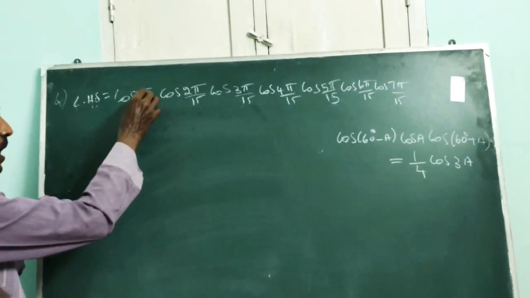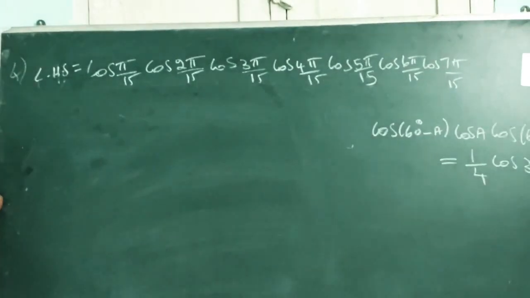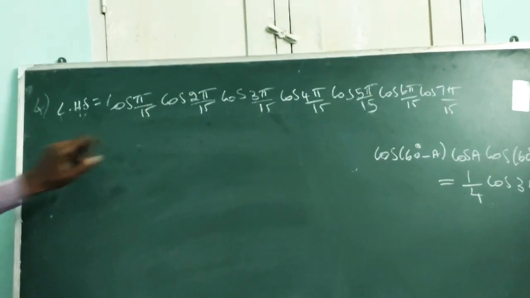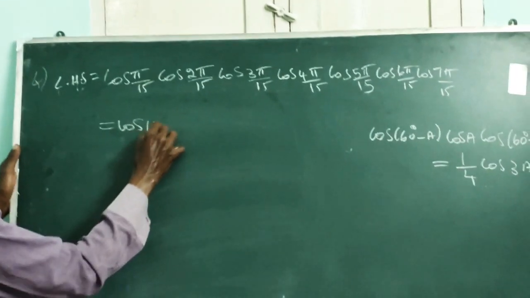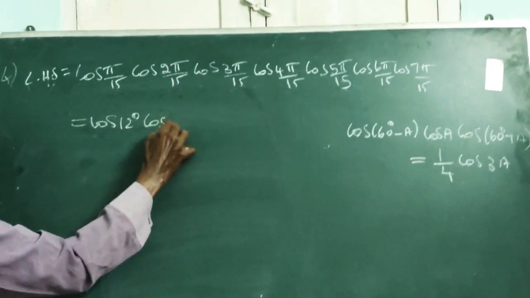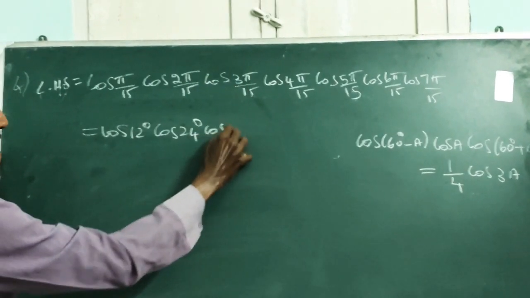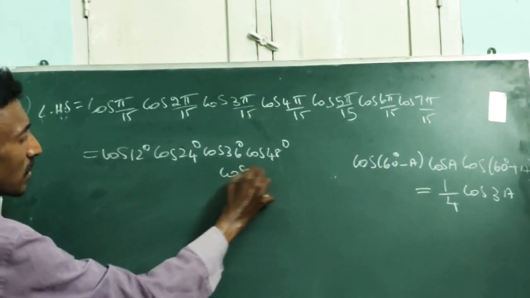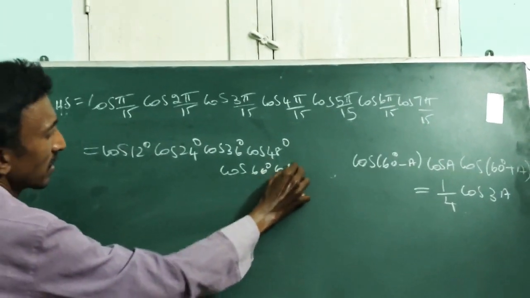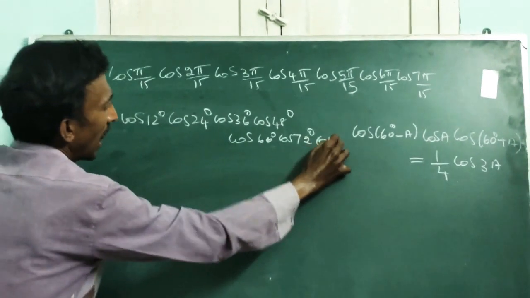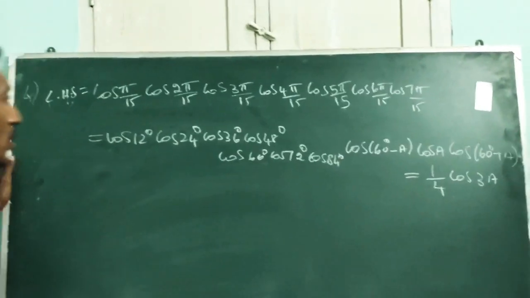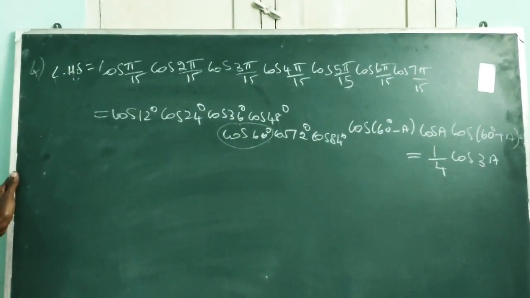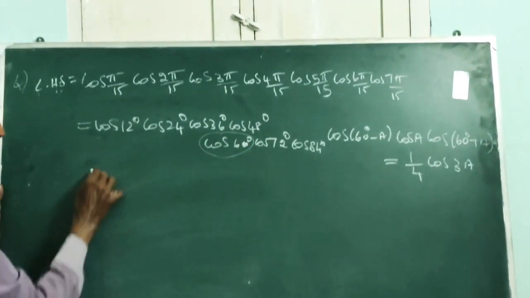So first look at that. 180 by 15, that is 12 degree. Cos 12 degree, 2 into 12, 24 degree, 3 into 12, 36 degree, 48 degree, cos 60 degree, cos 72 degree, cos 84 degree. So among these 7 values, the only known value is cos 60, okay.